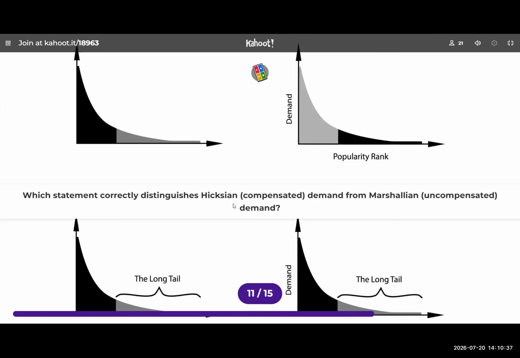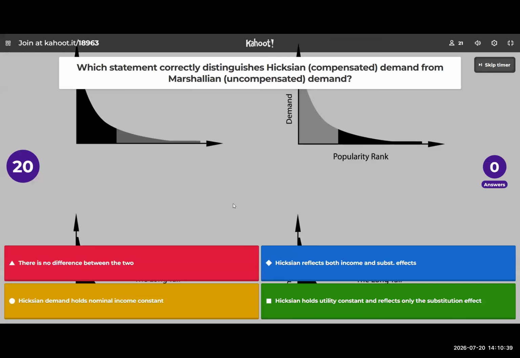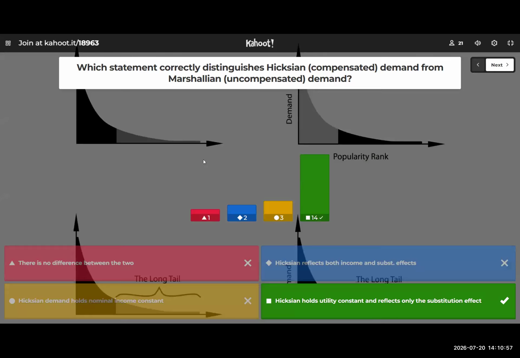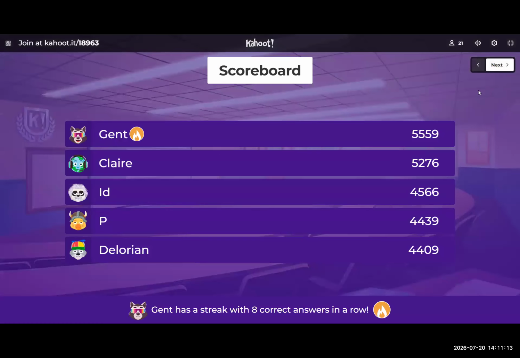What is the difference between Hicksian and Marshallian demand? Exactly. Hicksian holds utility constant and it only captures the substitution effect. All right. You need to draw Hicksian and Marshallian as well. Be able to draw it.